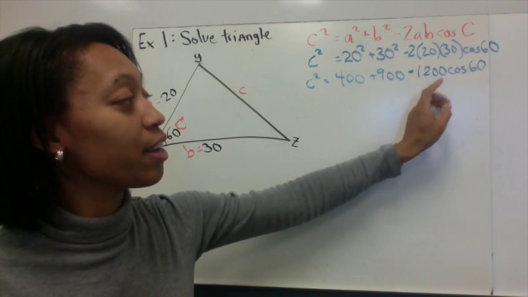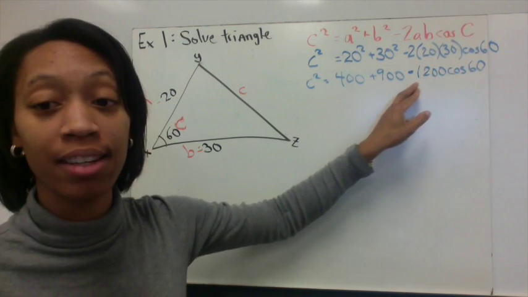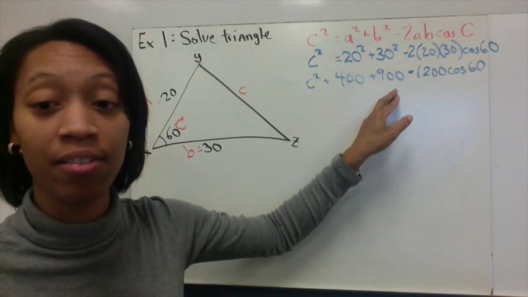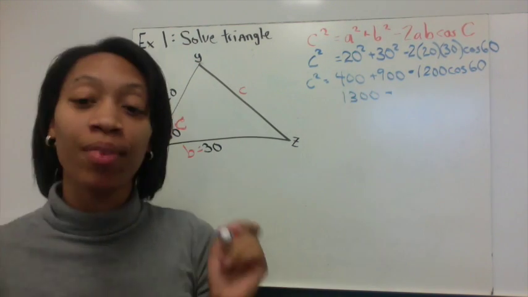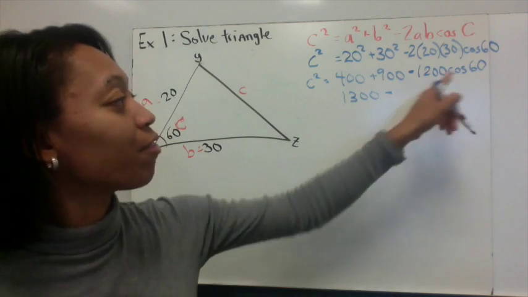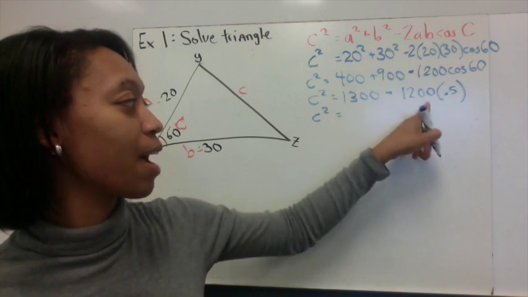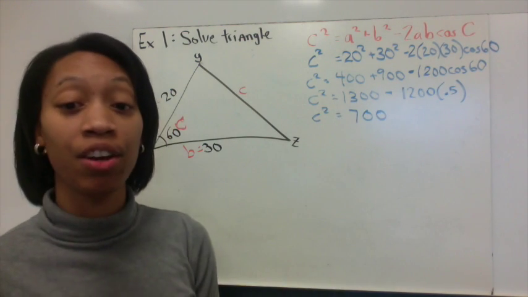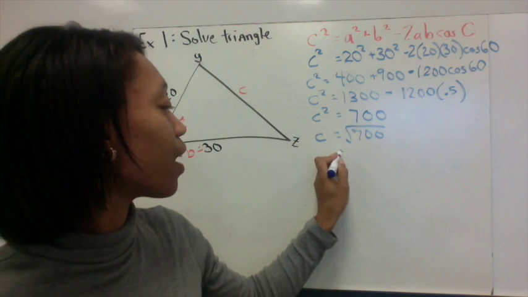So you need to handle this multiplication separately. You cannot subtract it from the other numbers yet, right? The 1200 is attached here, so it's not like terms with these two. Okay, so the cosine of 60. Let's use our calculators now and find that the cosine of 60 is 1/2. So we have 1300 minus 600 gives us 700. Then taking the square root is 26.5.